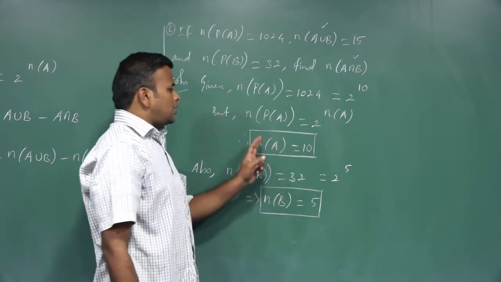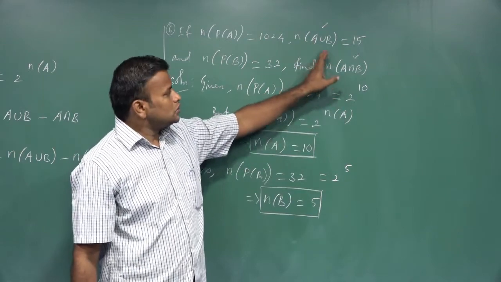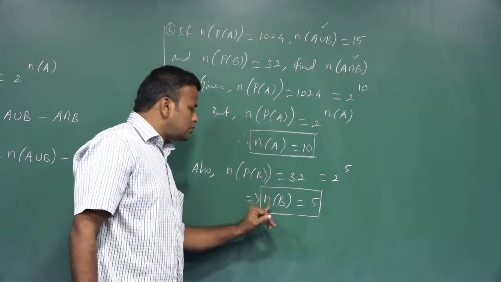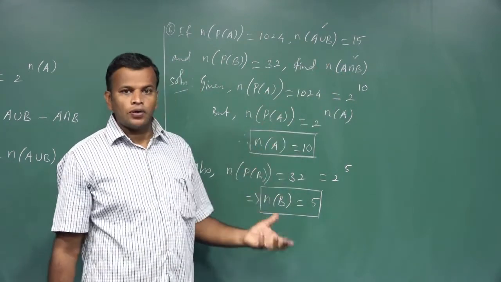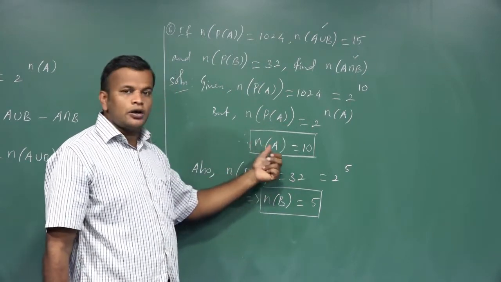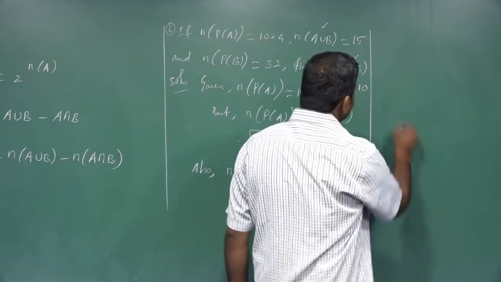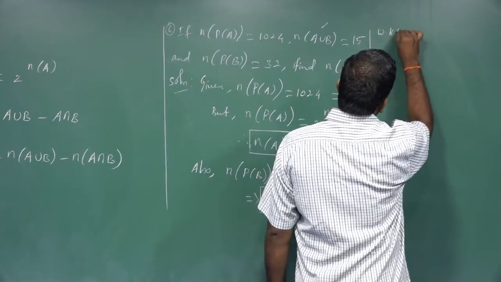So first we find n of A and n of B, because we find that value using these two terms. These two terms are already found. Then we use one formula. So n of P of B is given using this data to find n of A and n of B. Next we write the known formula.